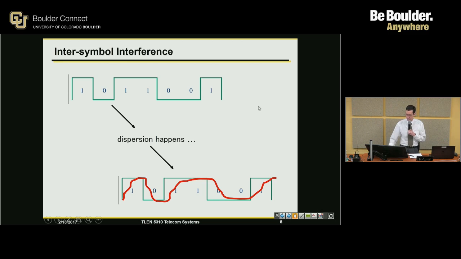So this is just another figure of what we just talked about. You've got your original signal up at the top, and then after a while, those square waves no longer look like square waves. And as long as you regenerate those before they get too bad, you're good, and you can continue going on as long as you want.